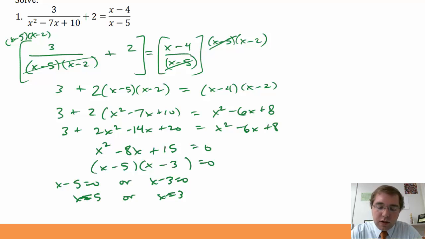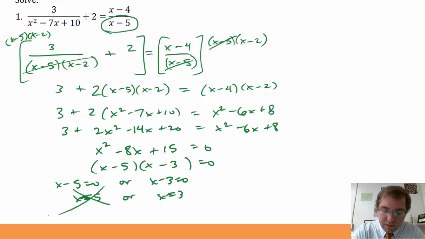So if I look back at my original equation, I can notice right away that x cannot be 5, because if x is 5, then this x minus 5 is going to be 0, and I'll be dividing by 0 on the right-hand side. And that is a complete and total problem that I cannot do. I cannot deal with that. So I throw out the option of x being 5.